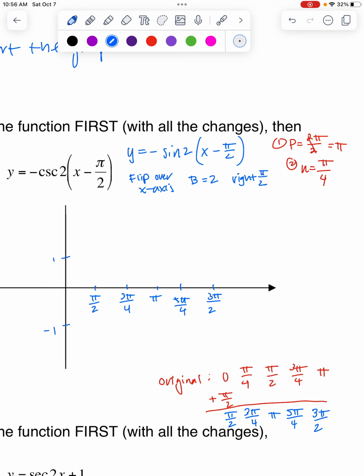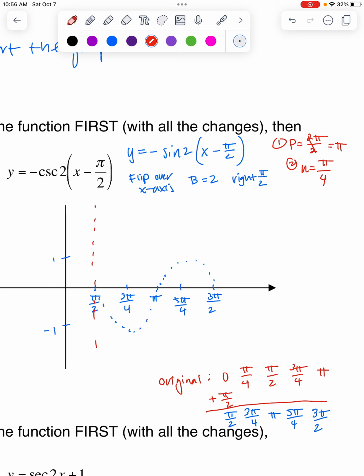Now we have all those values, so we can go ahead and graph out our sine. So again, we had to start at pi over 2. So it looks like, and we're flipping it, so this is our sine graph. I'm now going to go ahead and fill out my asymptotes.